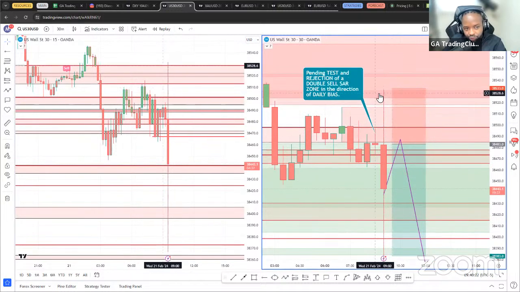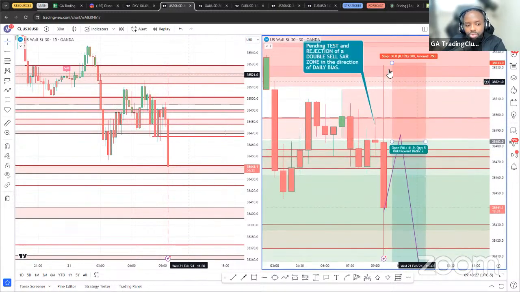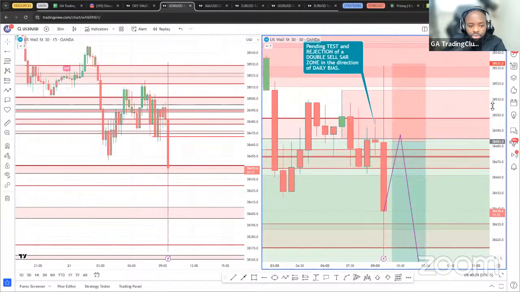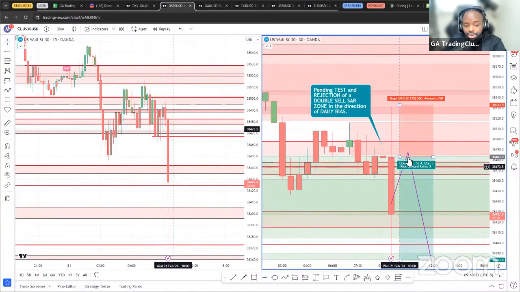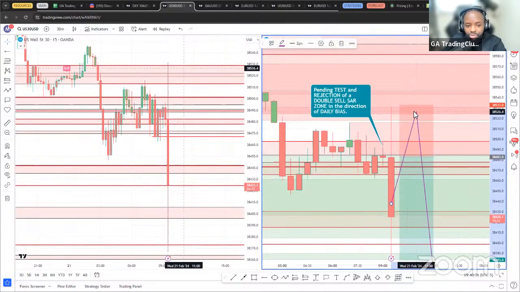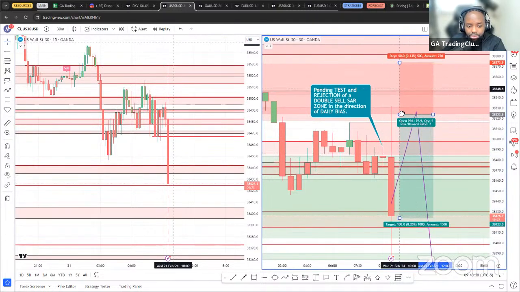However, you do see this zone where price rejected from during market open. We do have this concentration of sellers around this period. So if price comes back here, if this trade does validate, it's better to try and catch the sell up here as opposed to here.